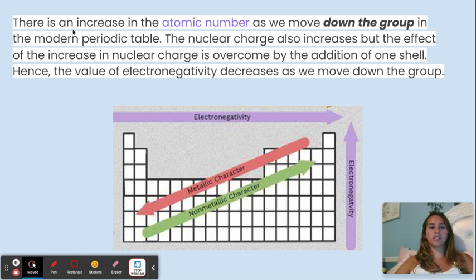Another trend is that there's an increase in the atomic number as you move down a group. Groups are obviously up and down. The nuclear charge is going to increase, but the effect of the increase is overcome by the addition of one shell. So the value of electronegativity is going to decrease as you move down and increase as you move up. So the highest electronegativity that an element can have is this one up here.